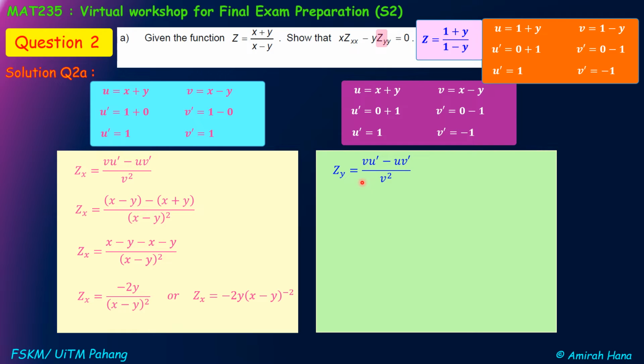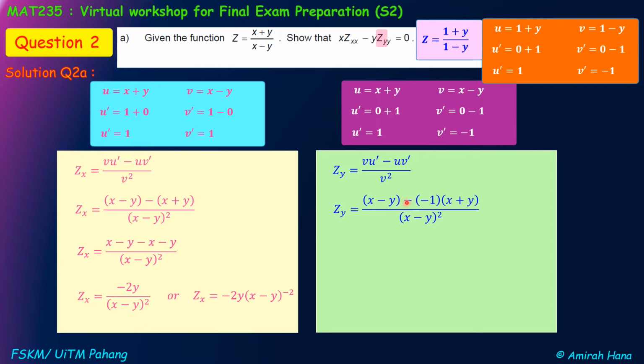Then we substitute into the quotient rule formula to find zy. So our zy equals vu prime, so x minus y times 1, times 1, no need to write. And then in between is minus. And then u times v prime, or v prime times u. So we have negative 1 times x plus y. And then over v squared, v equals x minus y, and then bracket squared.